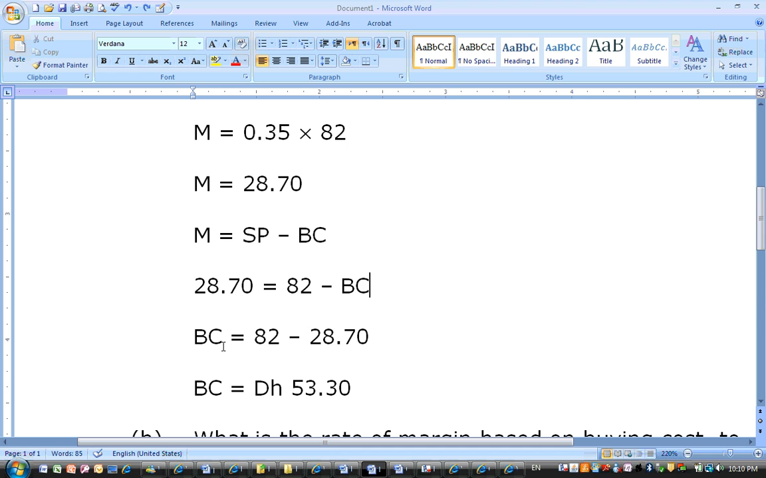With a simple calculation, we can get BC as 82, take away the margin value 28.70. And then this will give you BC in the end as 53.30 dirhams only. So once we got the buying cost, we answered the first part. And let's proceed to the second, please.